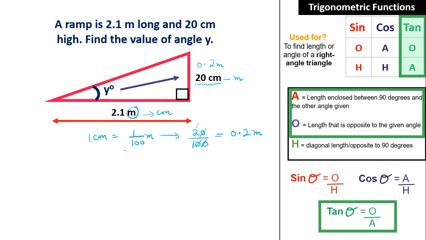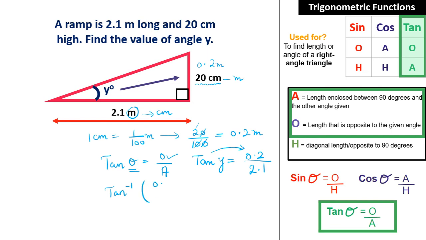Coming back to tan theta equals O over A. Now let me write that down: tan theta equals O upon A. In place of my theta, I have y. In place of my O, I have the length that is right opposite to the angle, that's 0.2. And my adjacent, the A, is 2.1. Now again, if I have to take the tan to the other side, it turns into tan minus 1, or you can say tan inverse. So y equals tan inverse of 0.2 divided by 2.1.